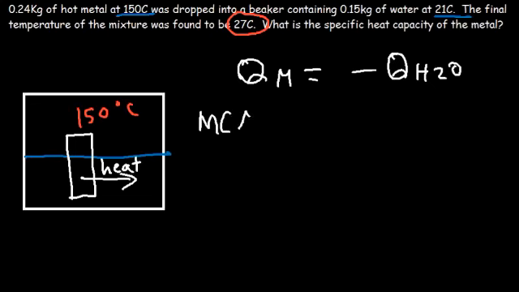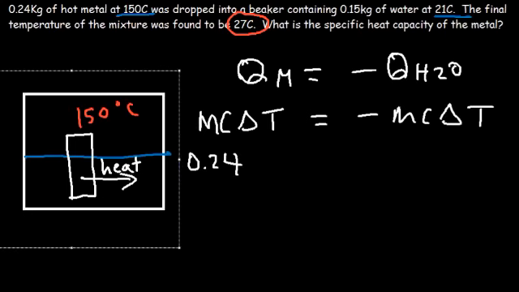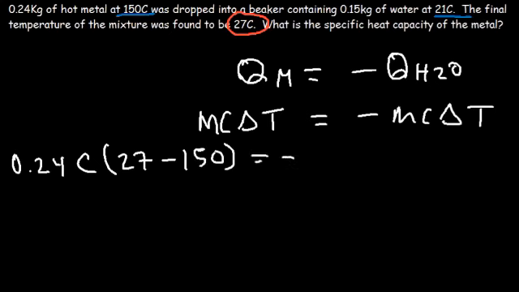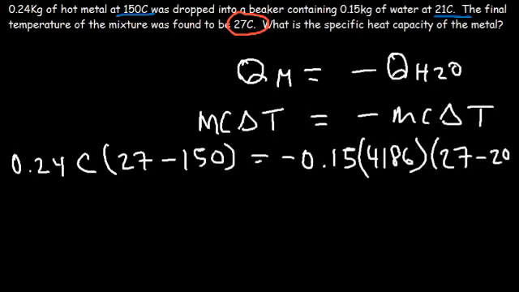So we could say the mcΔT value of the metal is equal to negative of the mcΔT value for the water. Now, we do know the mass of the metal. It's 0.24 kilograms. We're looking for the specific heat capacity of the metal. And we know the final temperature of the metal is 27, and the initial temperature is 150. Now the mass of the water is 0.15, the heat capacity of the water is 4186, and the temperature change of the water, final minus initial, is 27 minus 20.